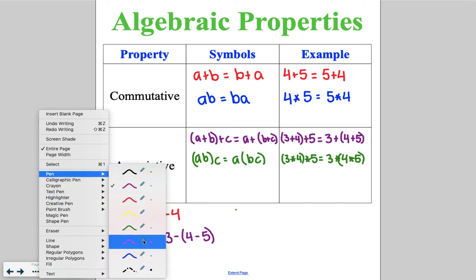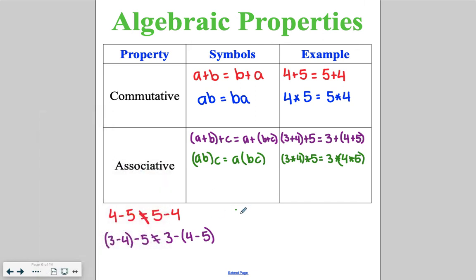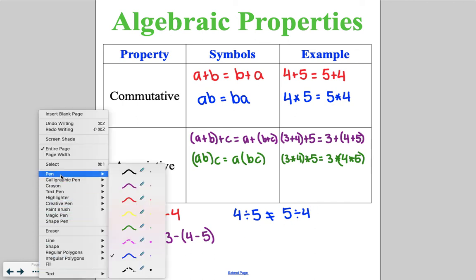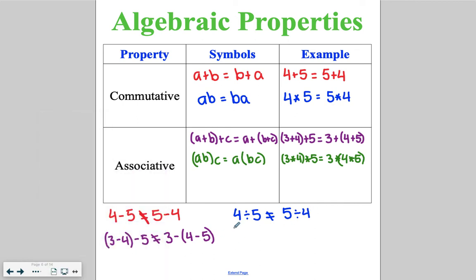The same thing happens if I look at division. If I say that I have 4 divided by 5, that gives me an answer of 0.8. That's not the same thing as 5 divided by 4, which is 1.25. Same thing happens with division and the associative property.